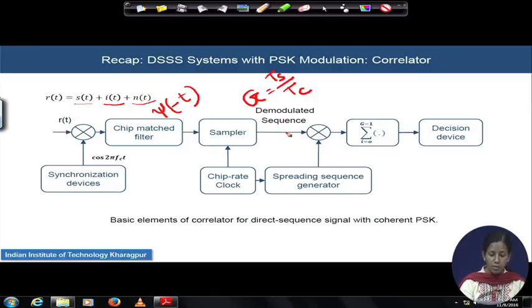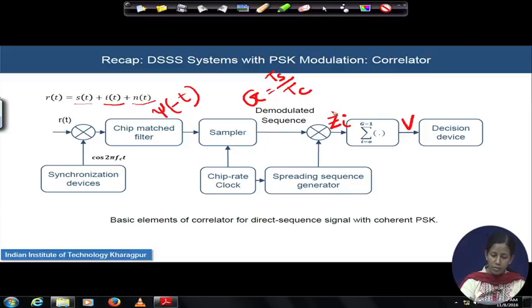The demodulated sequence obtained here, the G number of samples, will now be dispread with the locally generated spreading sequence, and the samples that we get after dispreading I denote by Zi. Such Zi samples are obtained after the multiplication by the spreading sequence, and after the adder, the signal entering into the decision device for deciding the transmitted message signal is written as V.